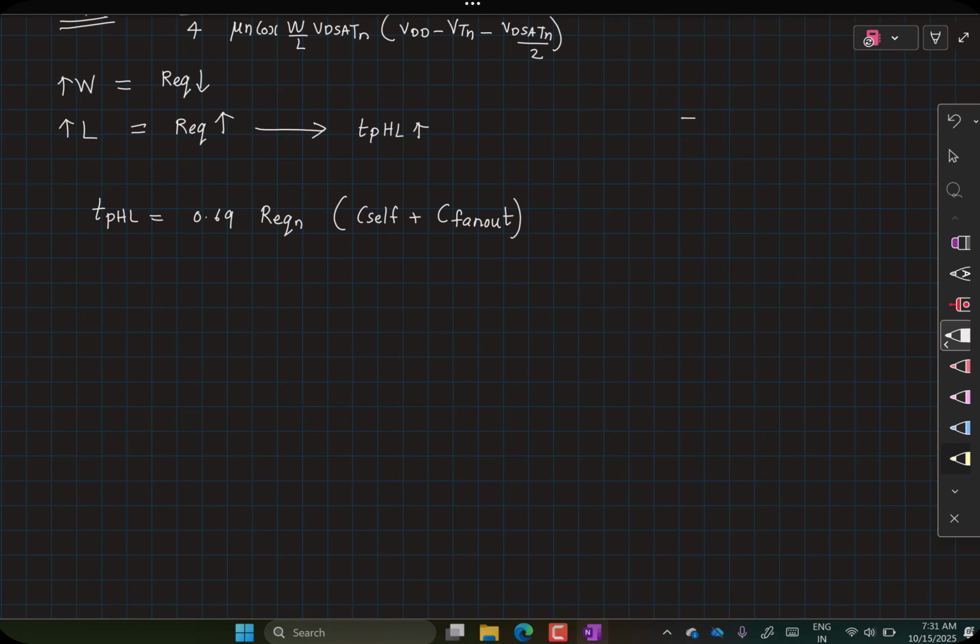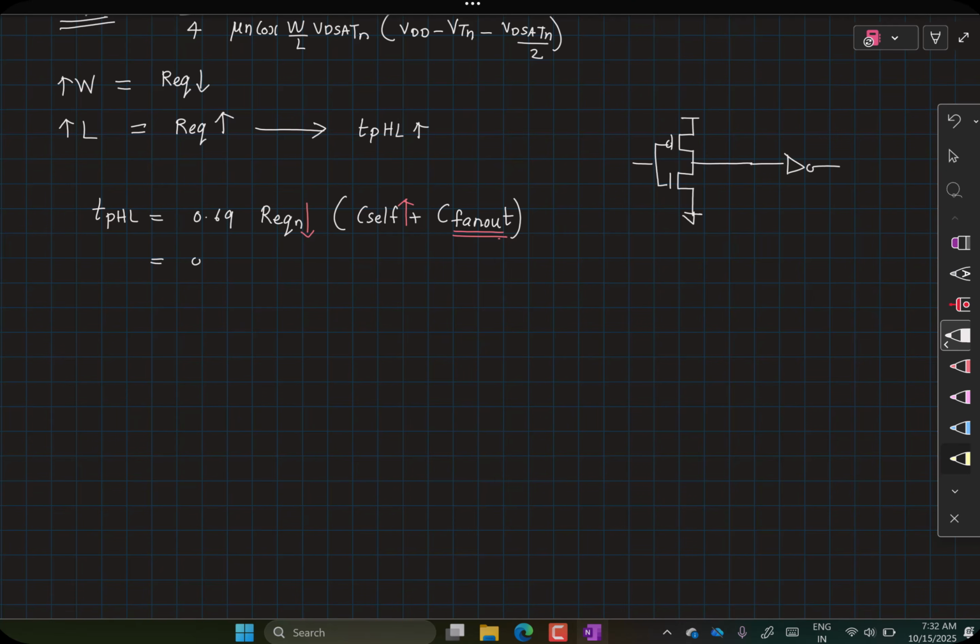Right? Now, let's consider this situation. And let's say this is driving another inverter. Now we are talking about increasing the widths of only these transistors. Now, if you were to increase the width of this transistor, then what happens is your R equivalent N is reducing, your C self is increasing, your C fan out is not changing because we have not changed anything associated with this inverter. Now, whether the total delay is increasing or whether it remains the same depends on the relative values of C self and C fan out.